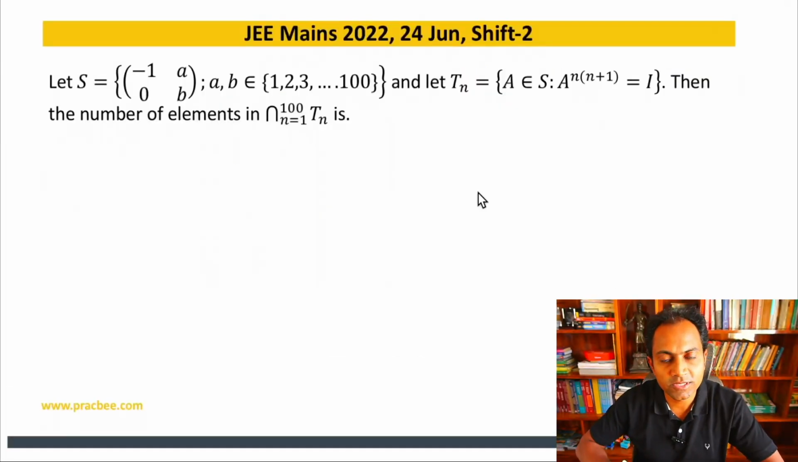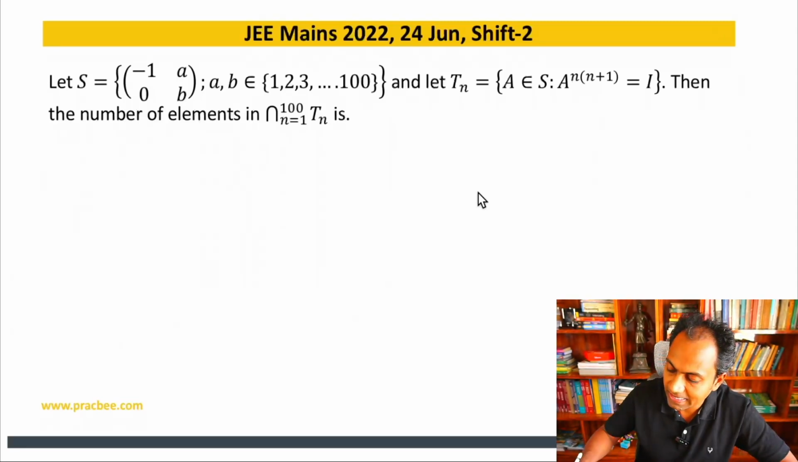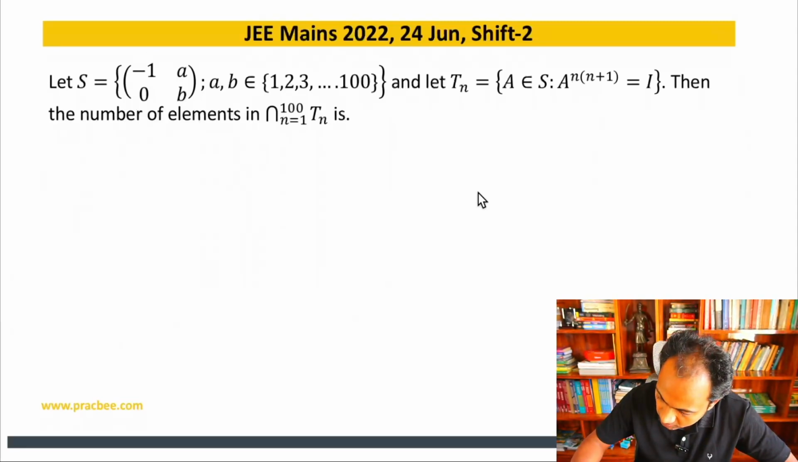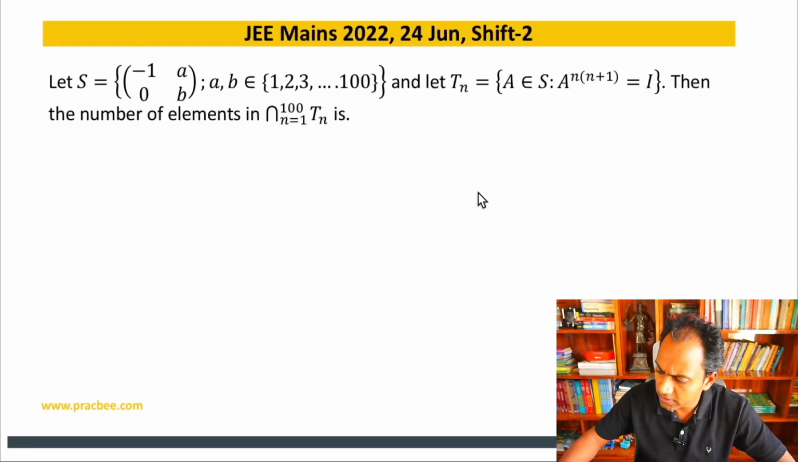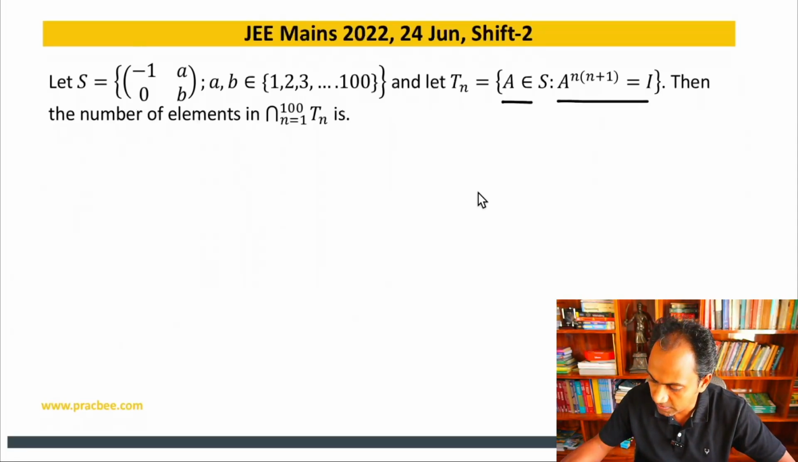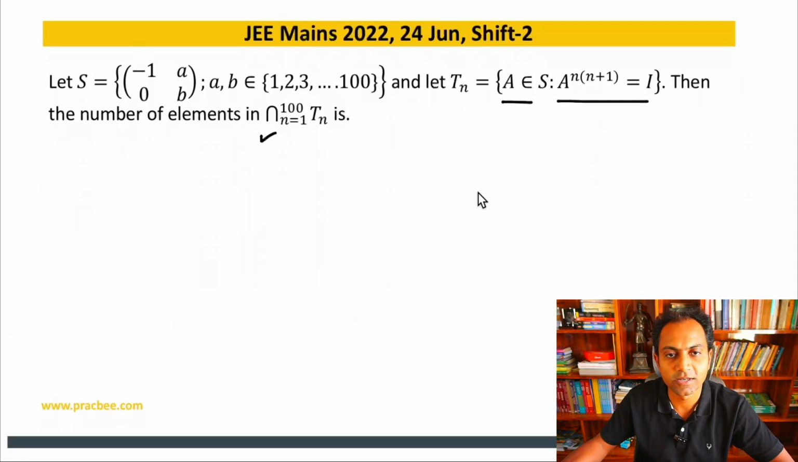Now if I look into this next 2022 question, it says that S is a matrix that is given to us, and more importantly what they are saying is all the possible values of A in such a manner that A raised to the power n into n plus 1 becomes equal to I, where they are trying to figure out those values of Tn in such a manner that this relationship follows.